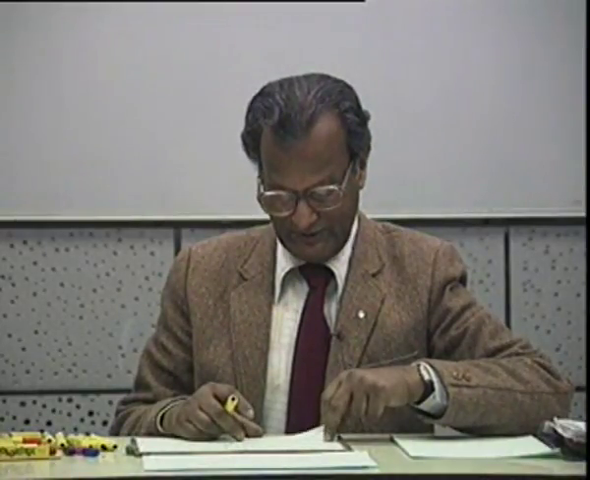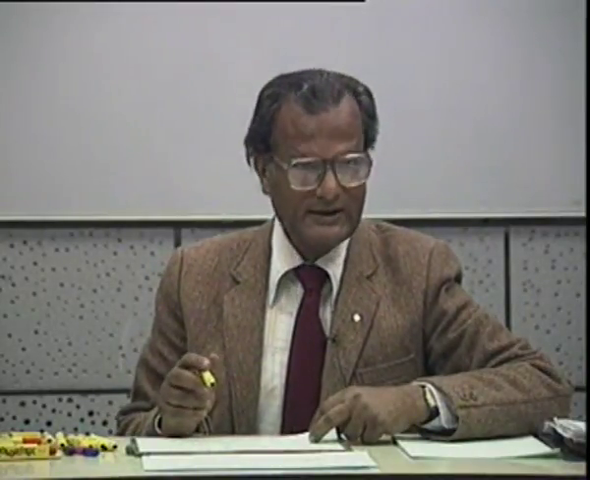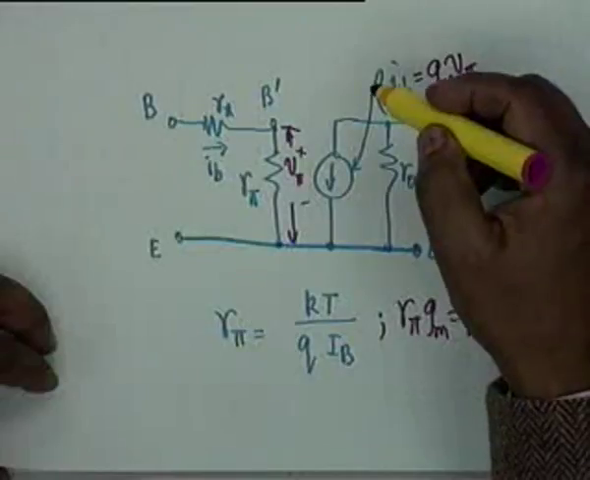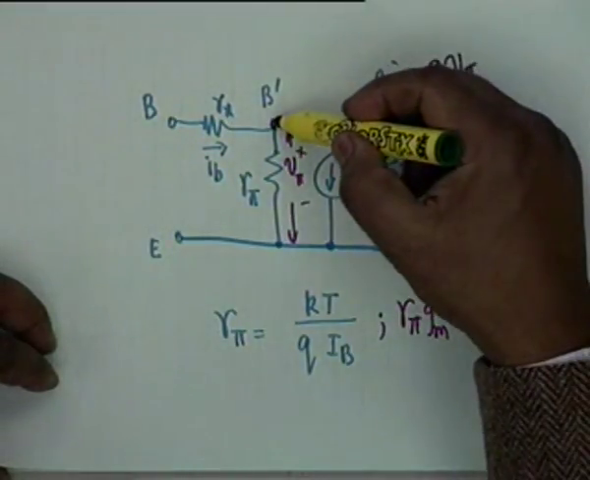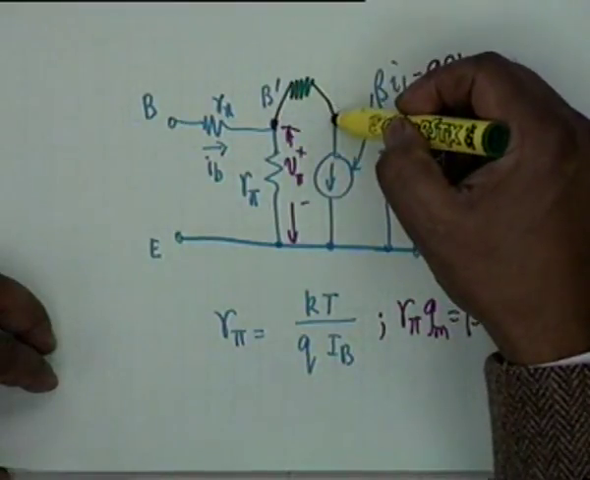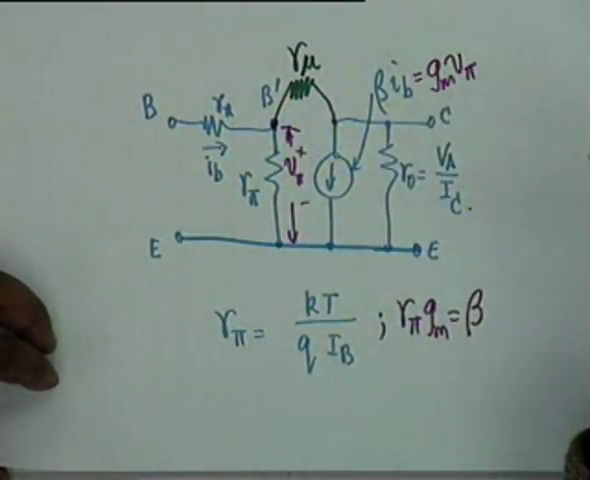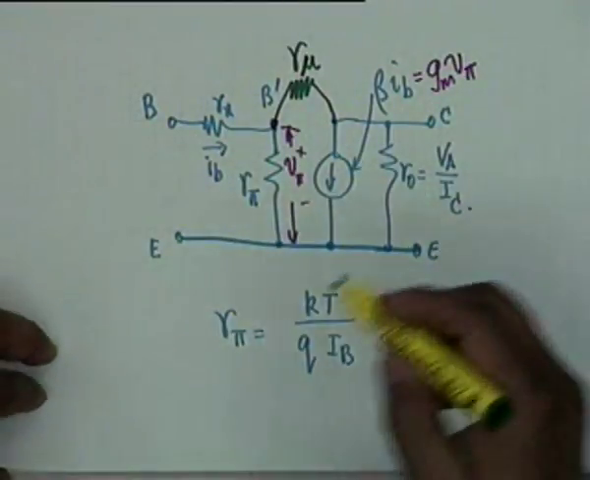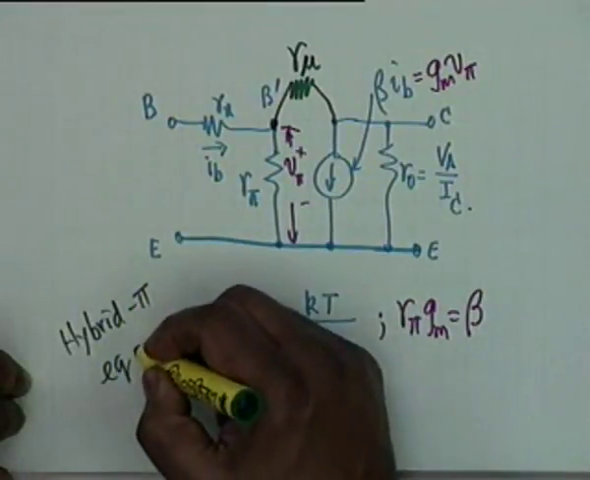The only other thing that is needed for an exact equivalent circuit is to add between the base, internal base and the collector. Let me do this with a different color. The only other thing that is needed is to add a resistance, and this resistance is called R mu between the collector and the base. If we add this resistance, then this becomes the so called hybrid pi equivalent circuit.